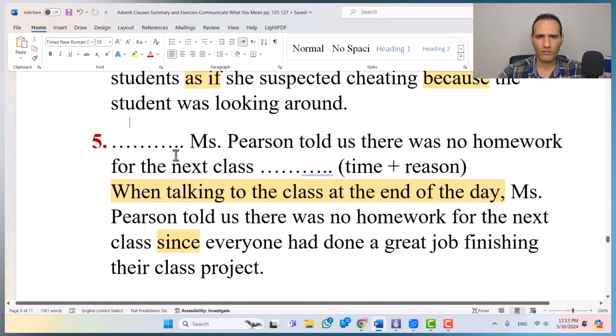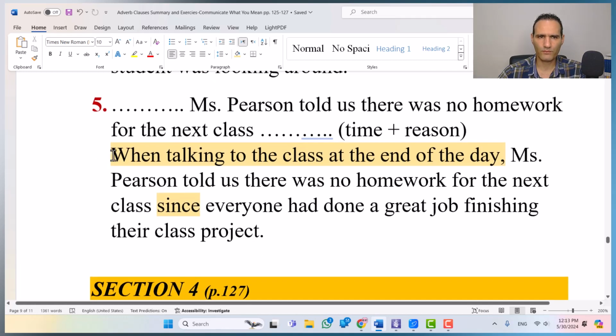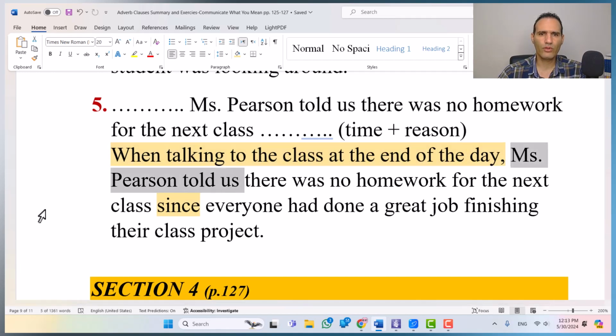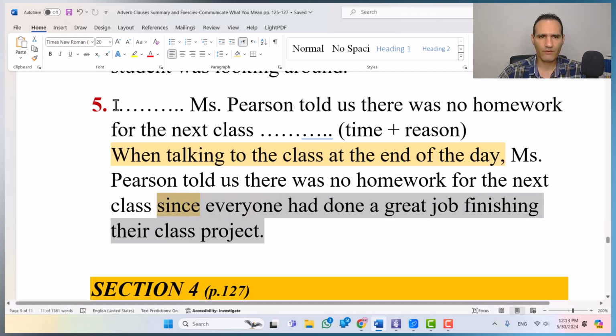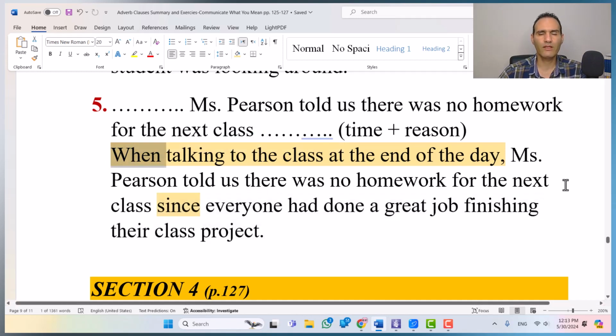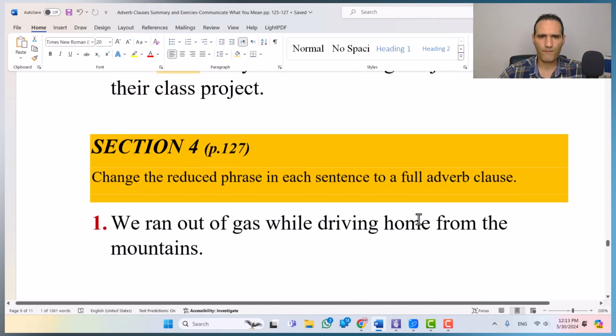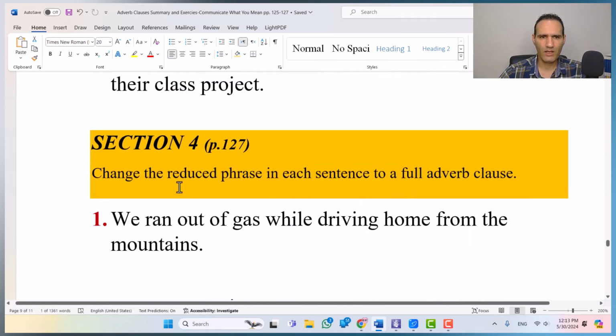Number 5. Ms. Pearson told us there was no homework for the next class. Why? Time and reason. So, when talking to the class at the end of the day, Ms. Pearson told us there was no homework for the next class since everyone had done a great job finishing their class project. So, here we have a reduced adverb clause. When Ms. Pearson was talking to the class, when talking to the class, or even this when can be omitted, making it talking to the class at the end of the day, Ms. Pearson told us.